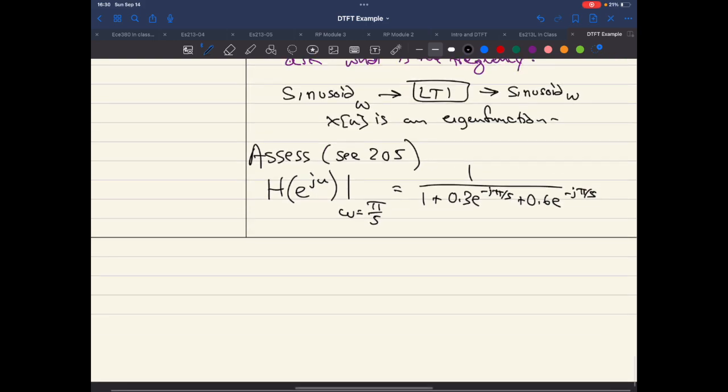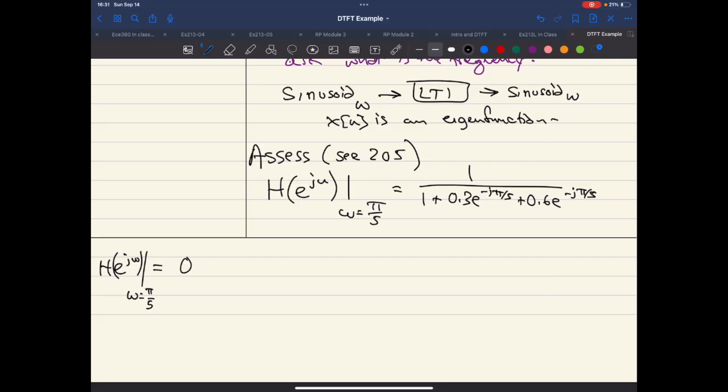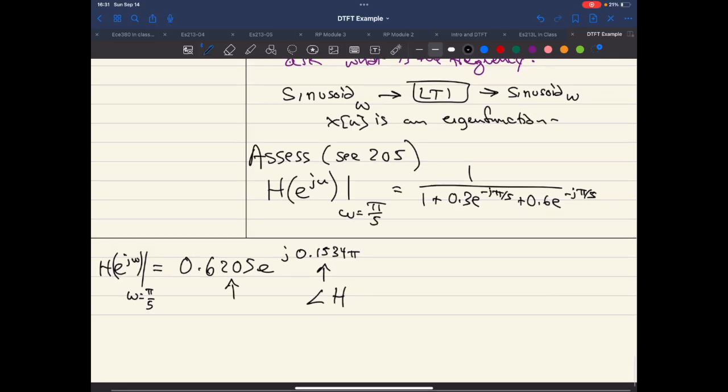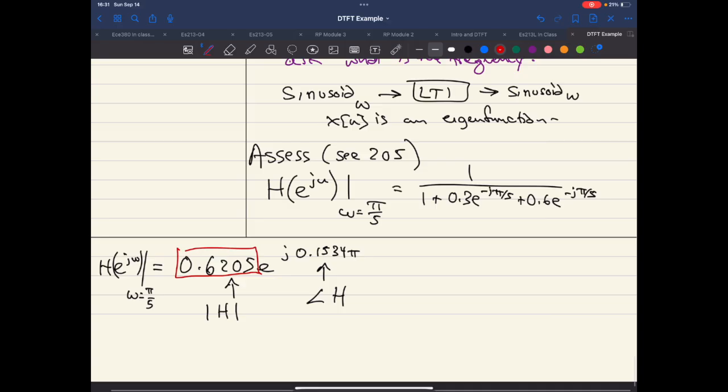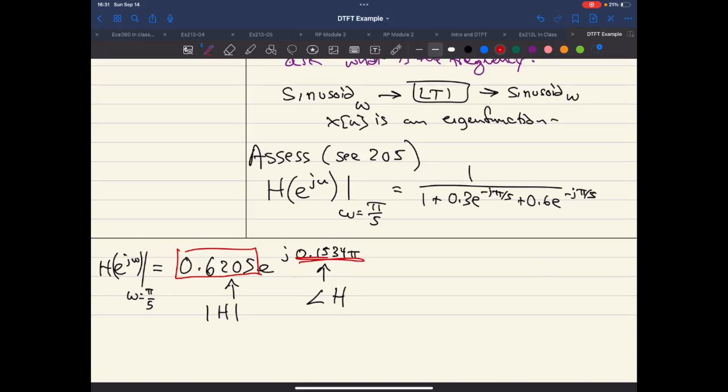And what we'll see is that if we solve this out, H(e^jω) at ω equals π/5 gives us a phasor, which looks like this. Obviously, this is the angle, this is the magnitude. So we have some kind of loss here, right? We have a little bit of attenuation, and we have a phase shift happening to whatever input signal I have.